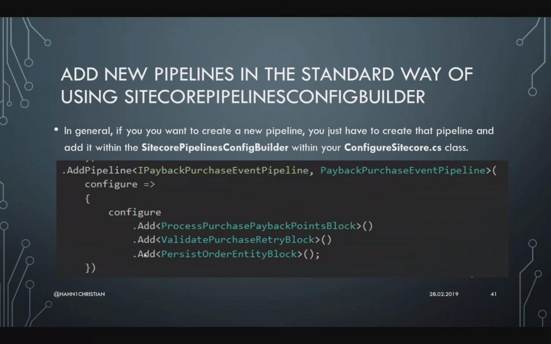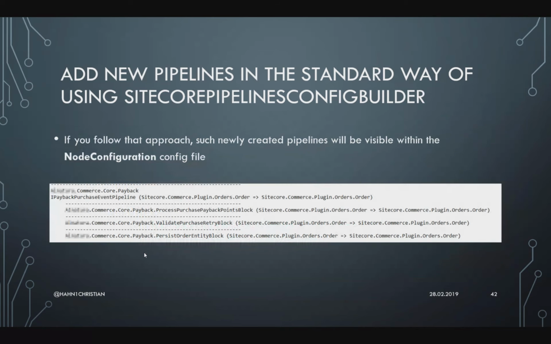And the benefit of using that is, if you have a look at the node configuration file, which I mentioned earlier, you see directly after startup my new pipeline with all the blocks, with all the input-output parameters. So great for debugging reasons, great to see if everything worked well, to see if the pipeline is applied correctly, are the blocks all there, is everything working as expected.